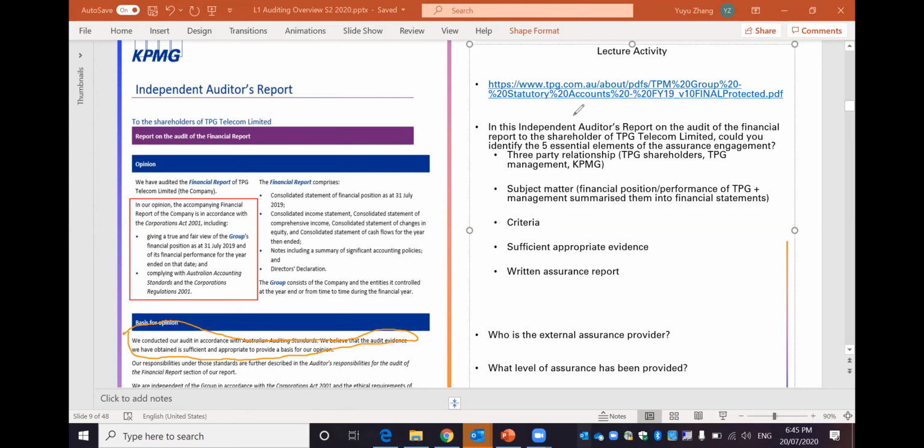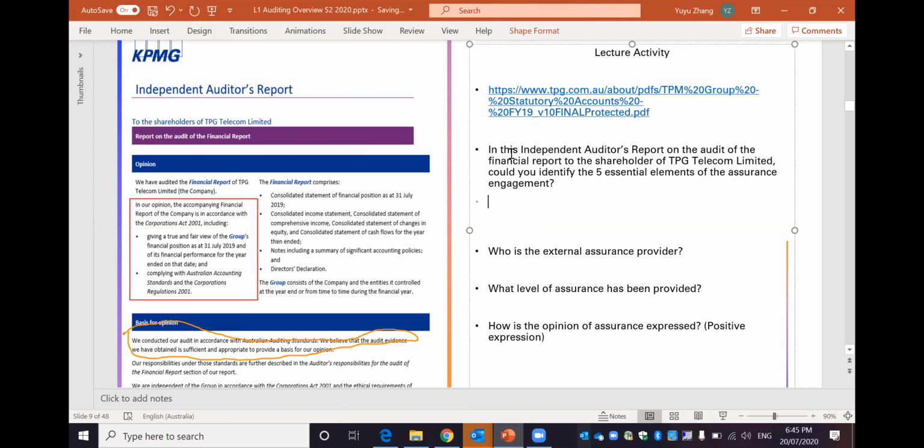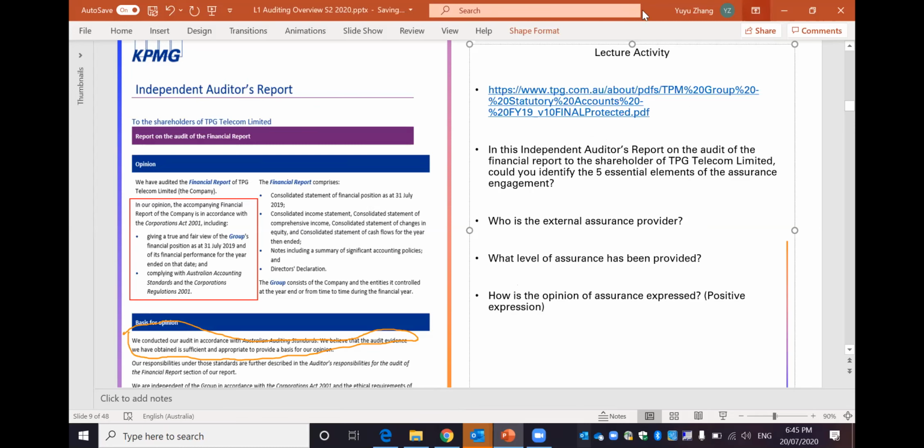So the last one, is this in the form of an auditor's report, in the form of a written report? Of course it is, because we can see the report here, okay? All right, so on this report, it's easy for us to identify those 5 elements. So of course, you know who the external assurance provider is, right? Who? KPMG. And what level of assurance has been provided? A high level. High level or reasonable level?